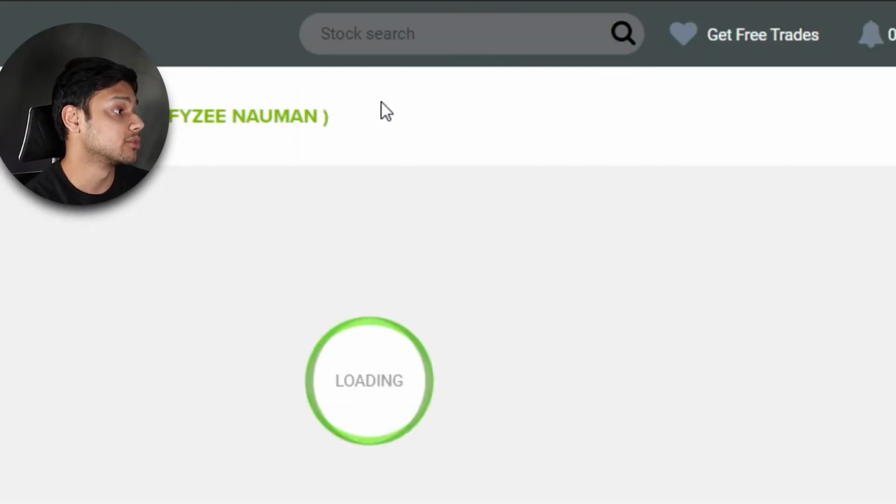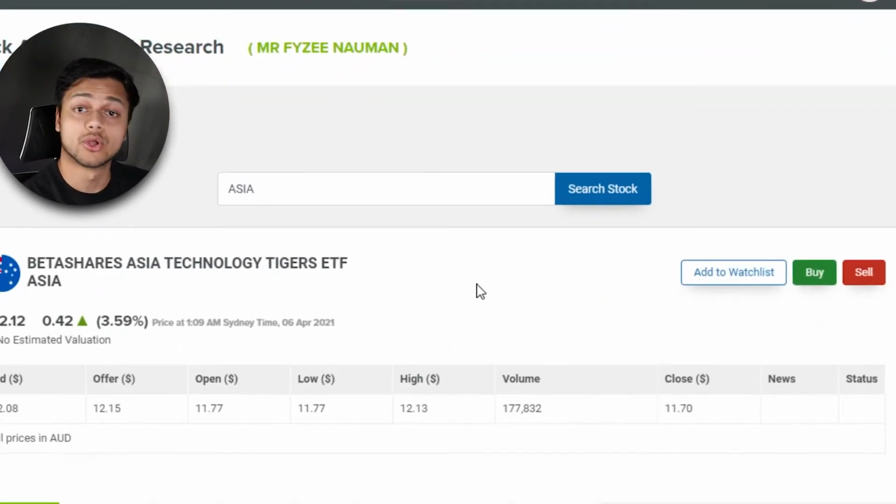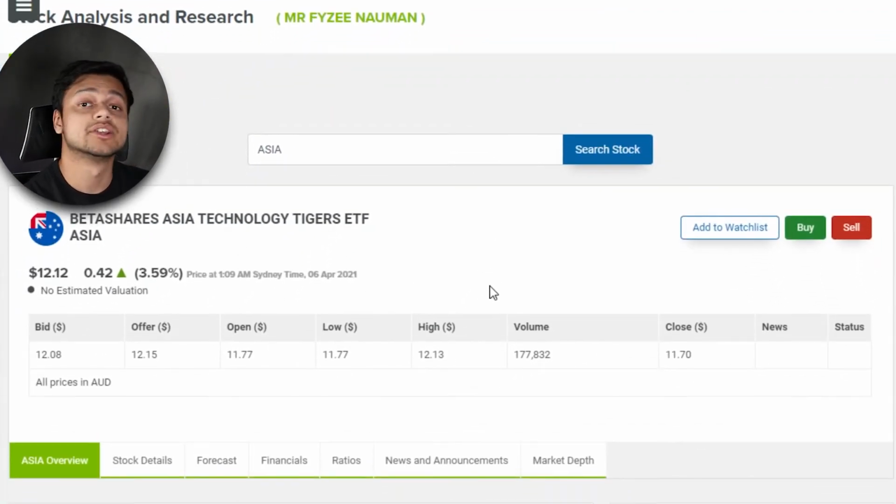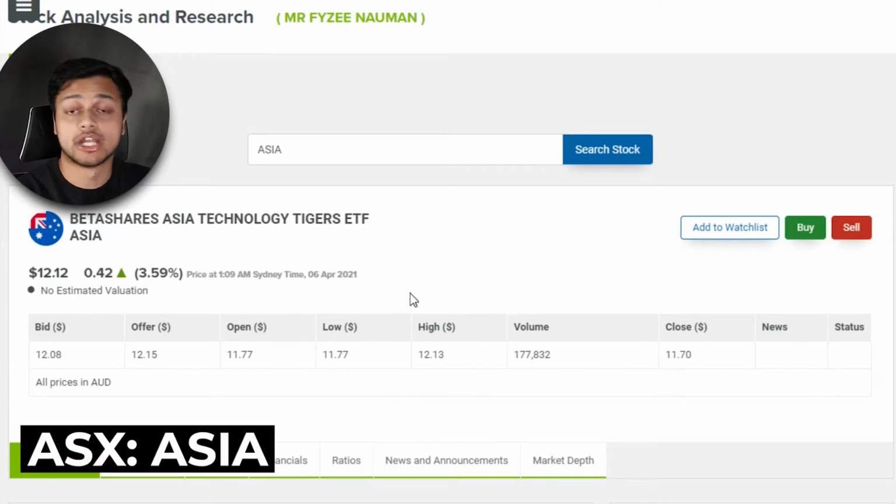After clicking on it, once it finally loads, it gives us a bunch of information that we can see on the screen. Now ASIA is just a ticker code for the ETF, being BetaShares Asia Technology Tigers ETF. ASIA is just a code that signifies what this ETF is, basically an abbreviation to make things easier.